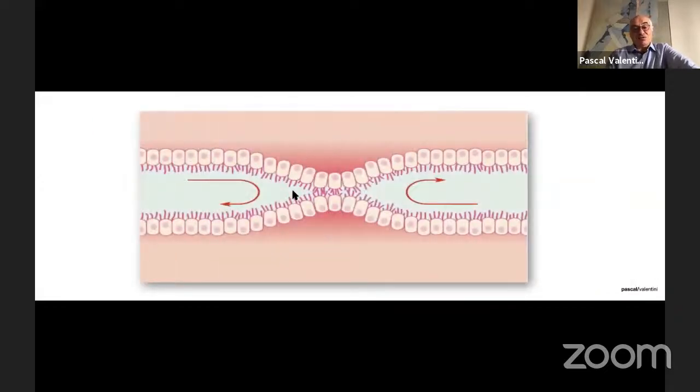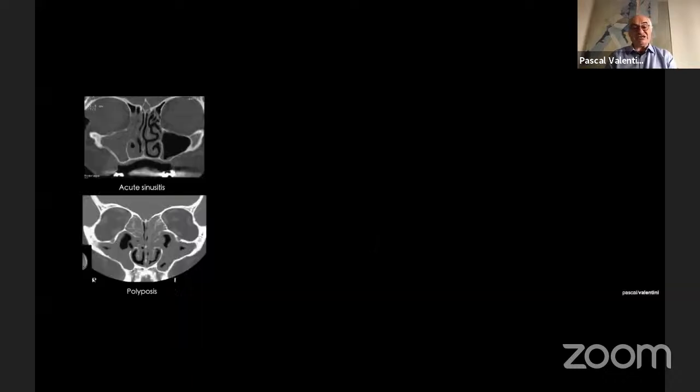The problem is when the ostium is blocked, as you can see on this drawing. We have different pathologies corresponding to this complete closure. What should we do in that situation? Of course, in that situation, we have to collaborate with the ENT by referring the patient to him in order to decide what is the best way to reestablish sinus patency and, of course, the physiological drainage.